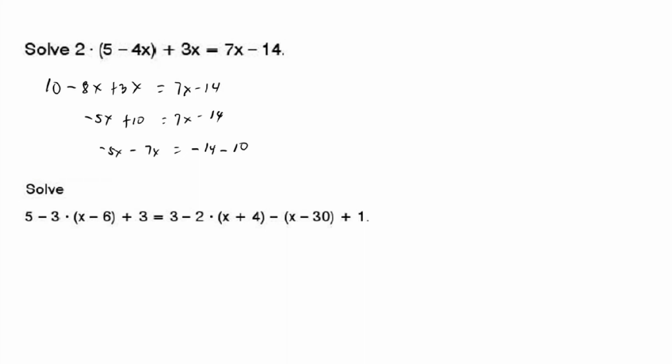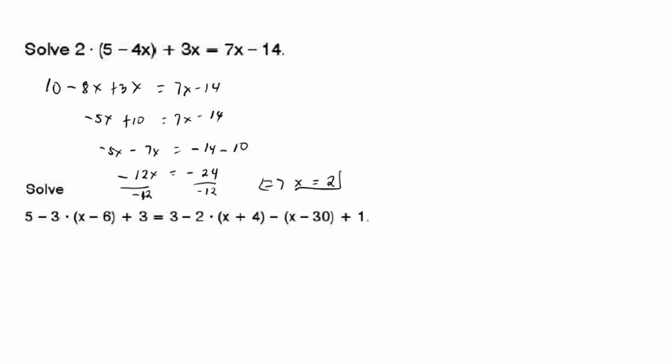And then combining now the like terms, we have now negative 12x equals negative 24. But we have a coefficient of x that's negative, so therefore we divide both sides by negative 12. Dividing this by negative 12, therefore the value of x now is equal to positive 2 or just 2.